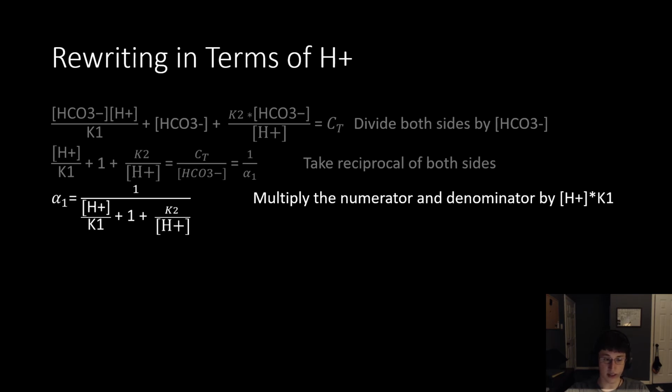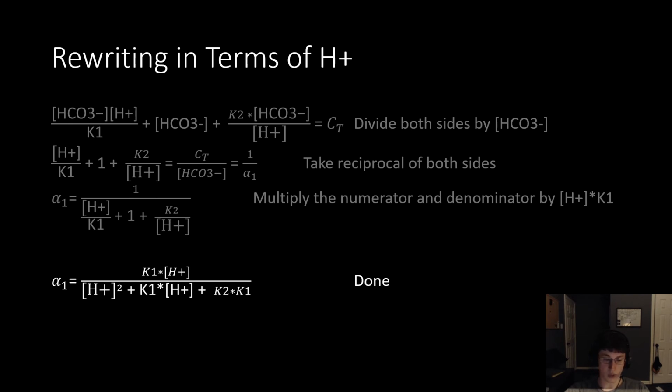And in doing that, we obtain alpha 1 equals 1 over hydronium divided by K1 plus 1 plus K2 divided by hydronium. And so what can we do to make this a little bit simpler and easier to look at? We can multiply both the numerator and the denominator by hydronium times the first dissociation constant. And whenever we do that, we get alpha 1 equals K1 times the hydronium concentration divided by the hydronium concentration squared plus K1 times hydronium concentration plus K2 times K1. And that concludes our expansion of the first alpha value term.